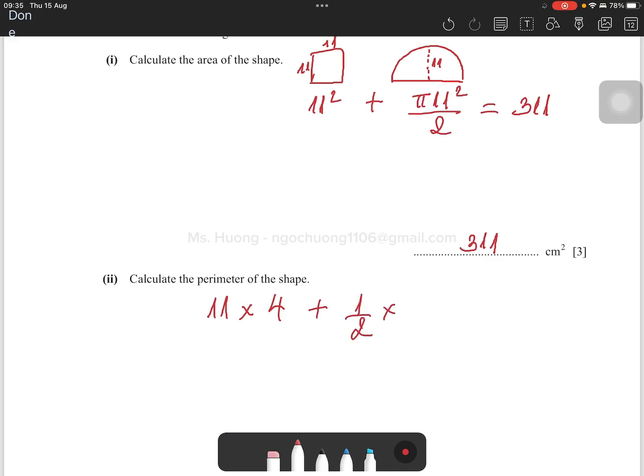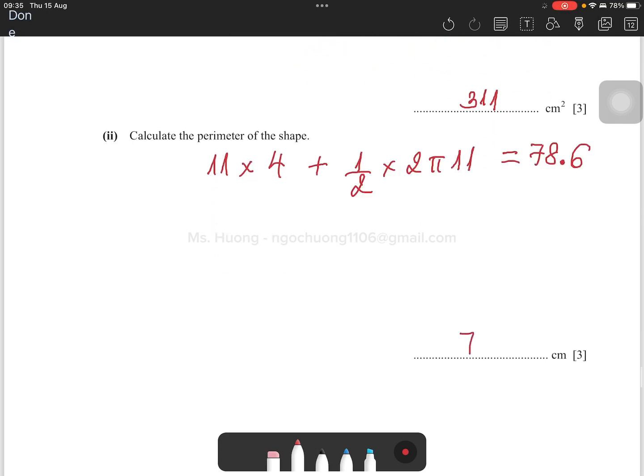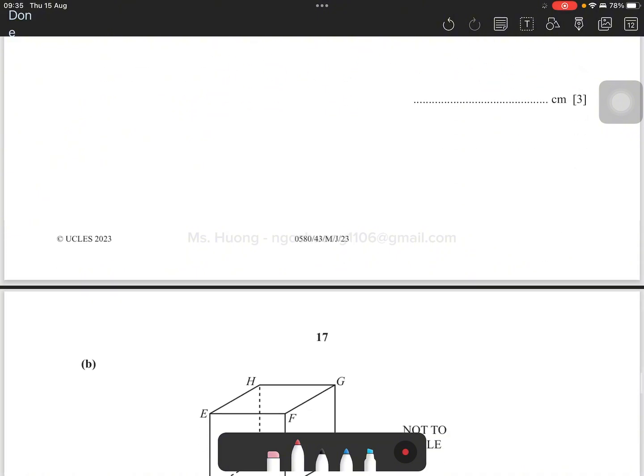1/2 of the circumference. You know the circumference of the circle is 2 pi r. In this case, the radius is 11. So this one is equal to 78.6 centimeters.